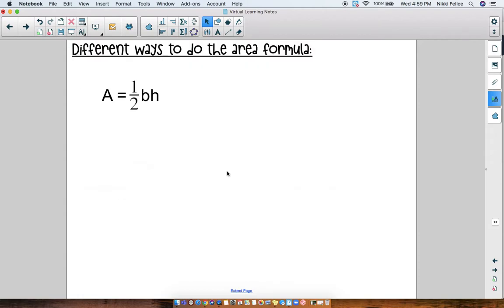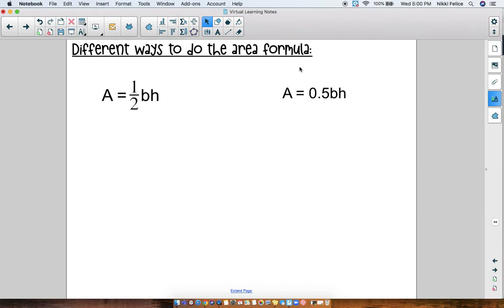Okay, so then a couple other things. There's a couple different ways to do the area formula. So the regular formula is area equals half times base times height. So option number 1, of course, if you're working with decimals, don't use the fraction version of 1/2. Use the decimal version of 1/2. 0.5 is the same thing as a half. So if you have decimals in your triangle, I would work with the decimal version.